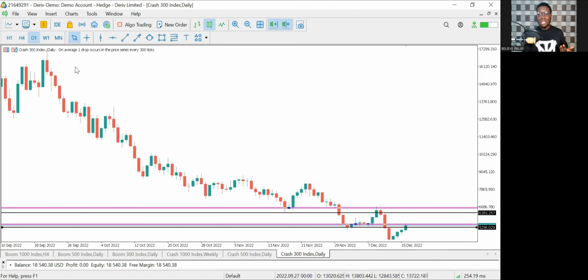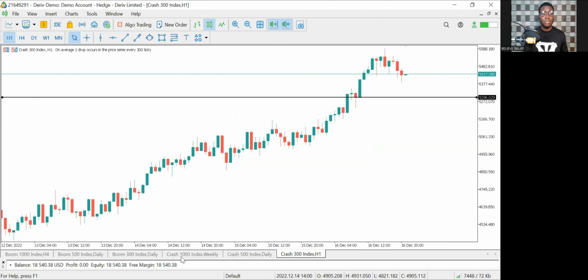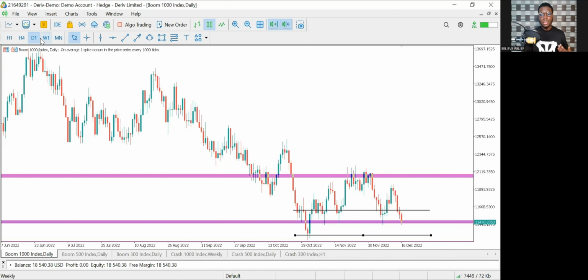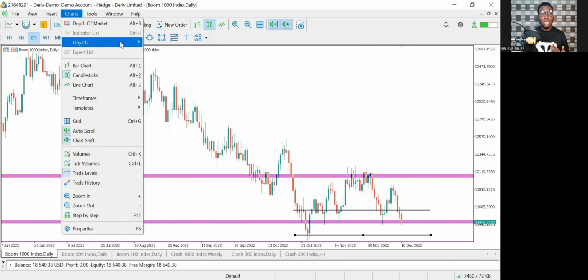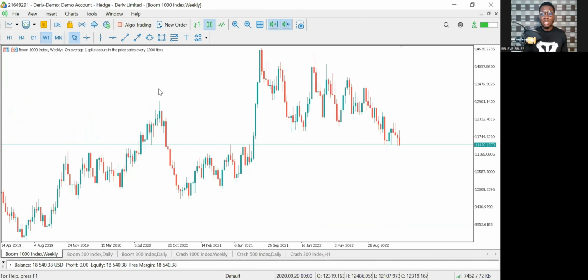Well, this is Crash 300. Overall trend is down, and as you can see, it has gone to retest a major zone. So with all that said, I'm going to be clearing out the chart now so we can do this analysis all over again, due to the fact that the market has done some movement over the week.